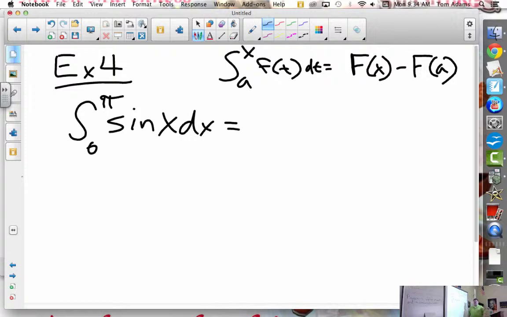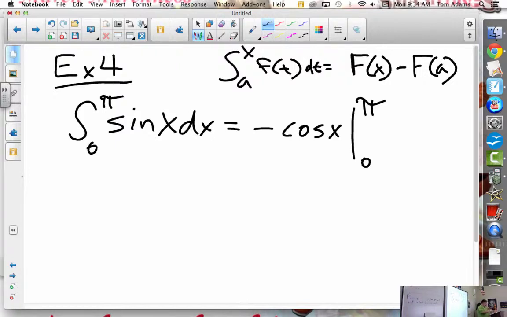What's the antiderivative of cosine? What's the antiderivative of sine? Negative cosine, right? So I've got this -1 cosine of x, and I just need to evaluate that from 0 to pi.